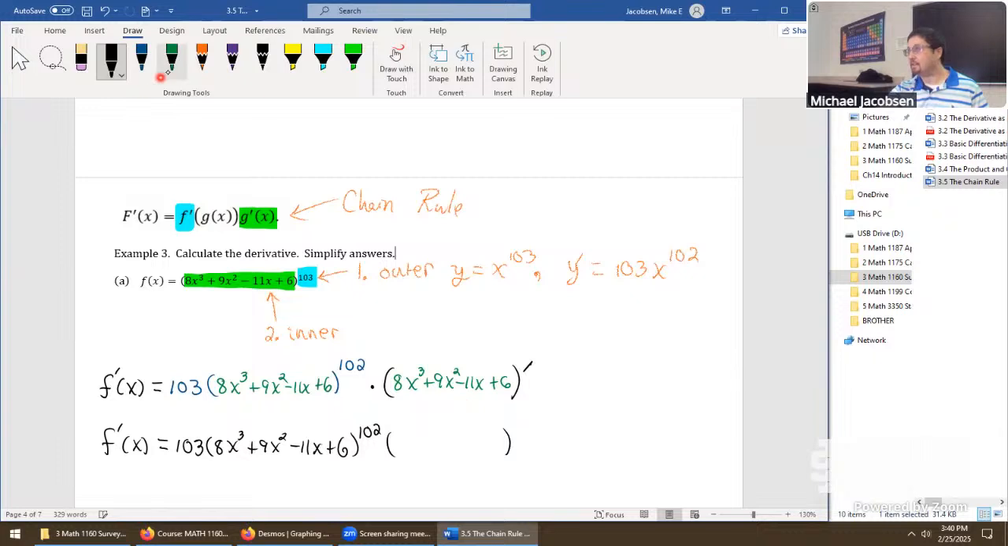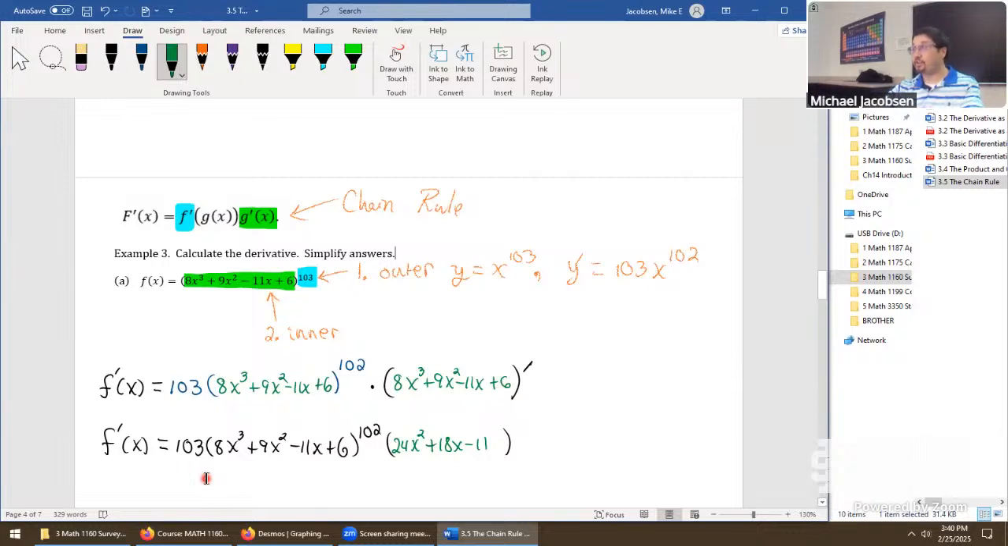And last, just differentiate this one as normal. 3 will multiply the coefficient 8 for 24, x squared. 2 multiplies 9 for 18x. This is linear, so we get just the slope, negative 11. This one's constant, so it goes to 0. And that's our total derivative.